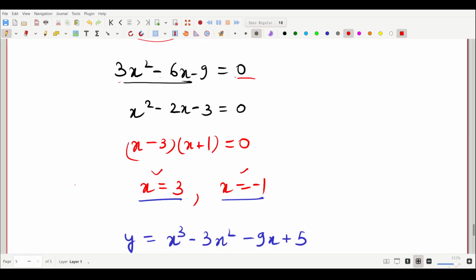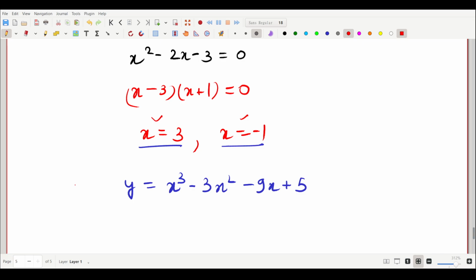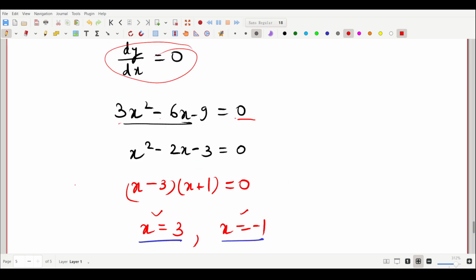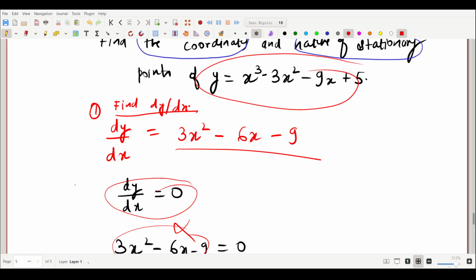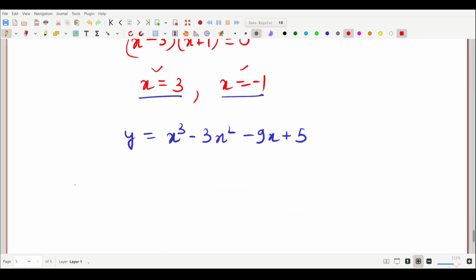We got 2 values of x. Then put these values of x one by one in the given equation, not in y dash, not in the dy over dx, but in the given equation. In the given equation, find y. So let's put 3 here this time. If the value of x is 3, then y is 3 cube is 27, minus 27, again minus 27, plus 5, and finally you have y equals minus 22.